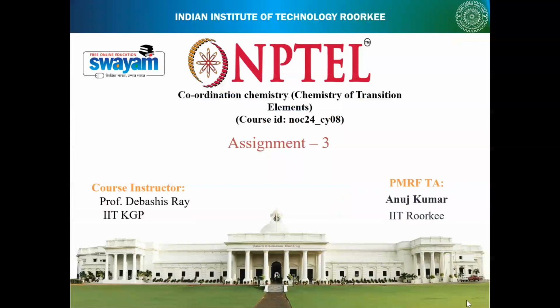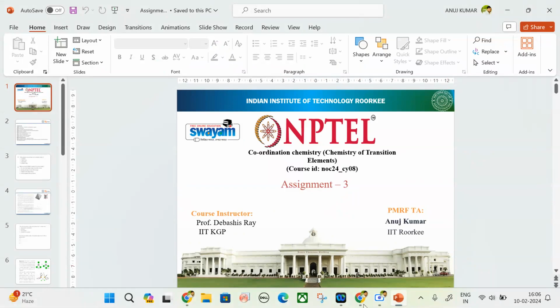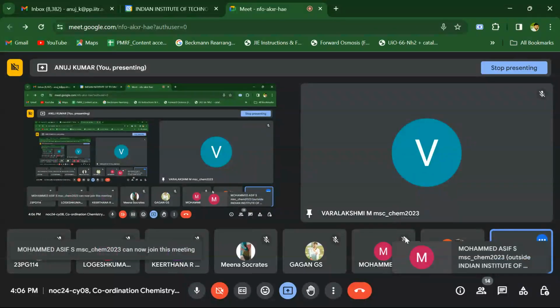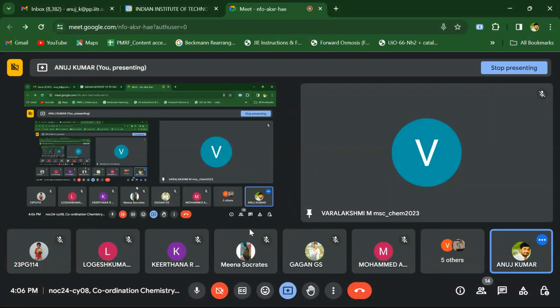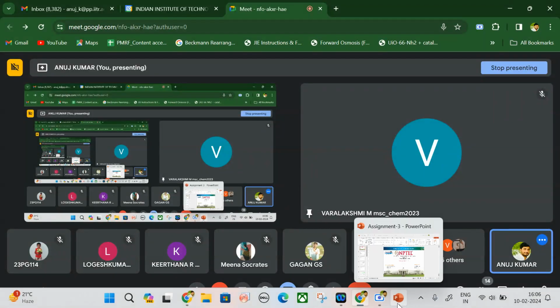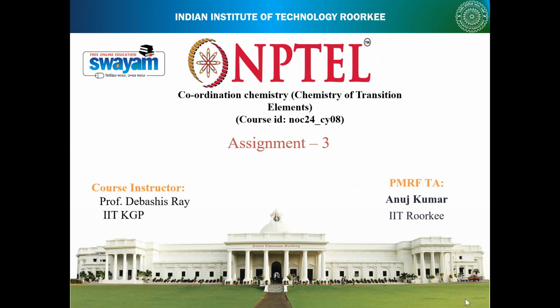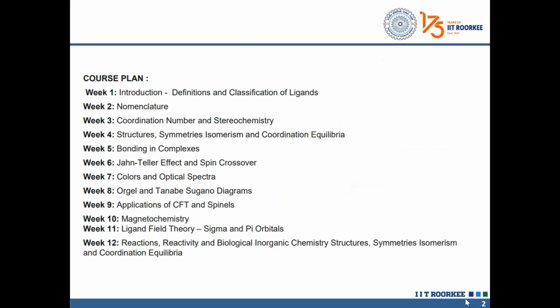So this is the assignment 3 of the coordination chemistry course, right? Some candidates are still joining. Okay, so I'll discuss this assignment for week 3 that is basically related to coordination number and stereochemistry of coordination compounds. Okay, so the pattern will be similar. I'll show you the two problems. I'll wait for 2 minutes to get your answers, and after that, I'll discuss as you are already familiar with.